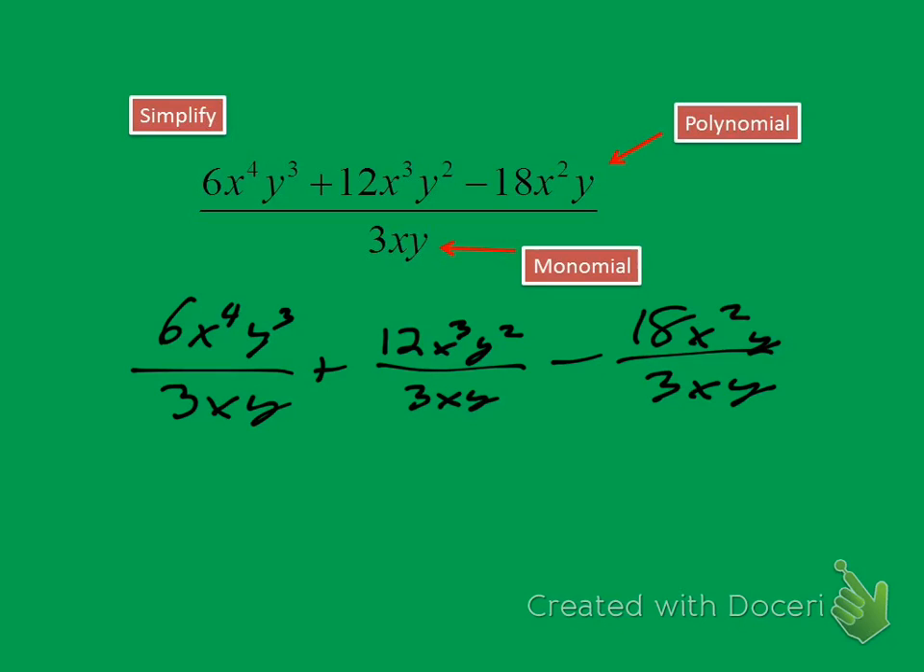Then you go through and simplify each one individually. So your first one, you have 6 over 3 reduces to 2. X to the 4th over x gives you x cubed. Y cubed over y gives you y squared. Then it's plus. 12 over 3 gives you 4. X cubed over x gives you x squared. Y squared over y gives you just y. Minus 18 divided by 3 gives you 6. X squared over x gives you x, and your y's cancel out.